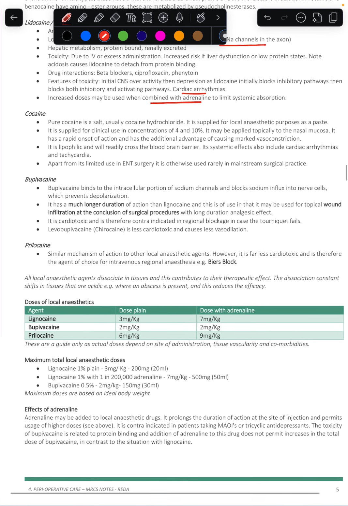Cocaine: pure cocaine is a salt, cocaine hydrochloride, used for local anesthetic purposes. As a paste, it is applied at a clinical concentration of 4-10%, topically to the nasal mucosa, with rapid onset of action, additional marked vasoconstriction, and being lipophilic it crosses the blood-brain barrier.